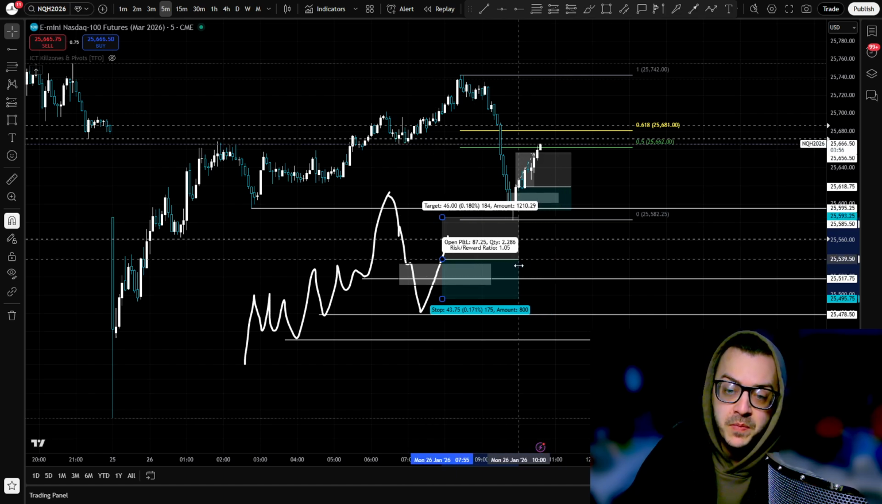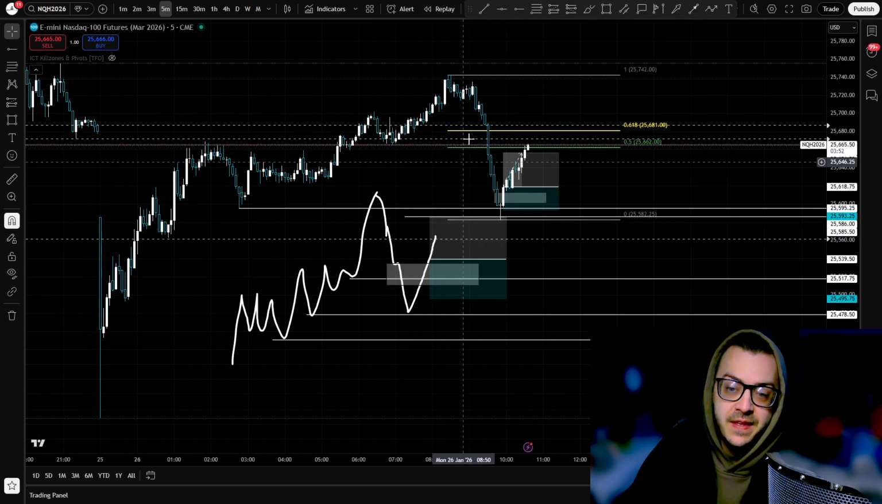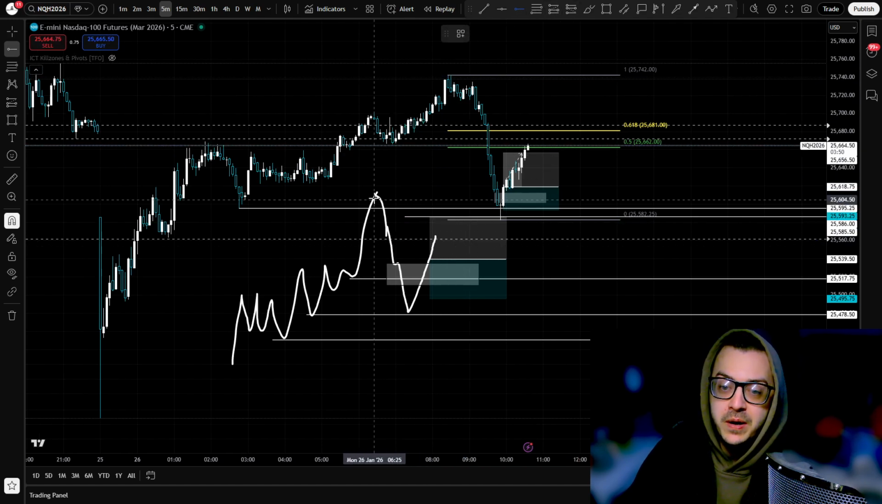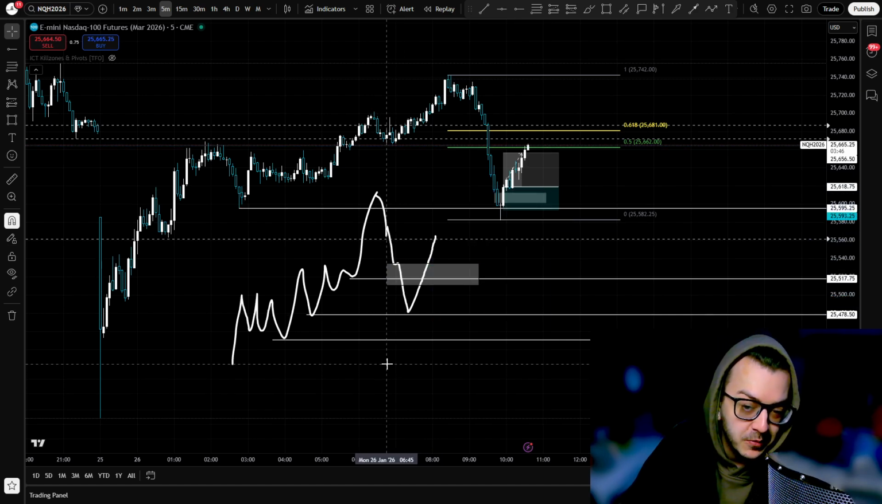Targeting a 1 for 1. Once I hit 1 for 1, I'll scale half my position and go break even on the rest. And then I'll hold runners back up through liquidity. And we are getting the most unbelievably textbook example of this right now. You would not believe it.